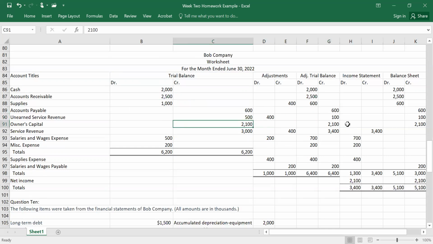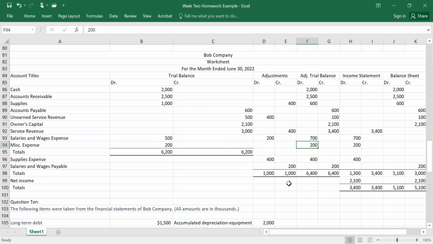The 2,100 owner's capital doesn't change. Service revenue was 3,000. We have an adjustment, we're crediting 400, so we're adding to that service revenue. So that changes our balance to 3,400. And of course, these are our debit columns. These are our credit columns right there. Wages and salary expense was 500. We have to add 200 to it, so that's going to change that to 700.